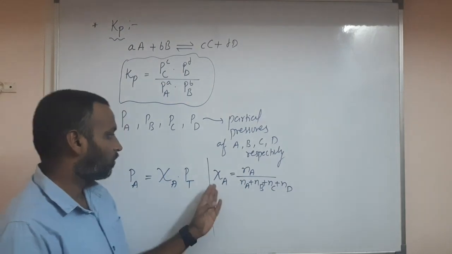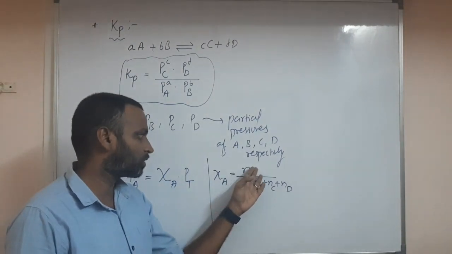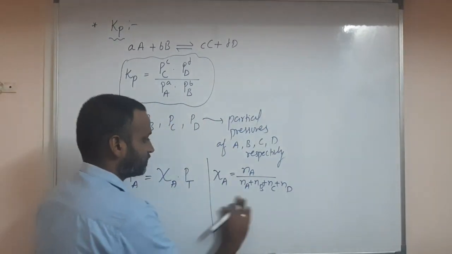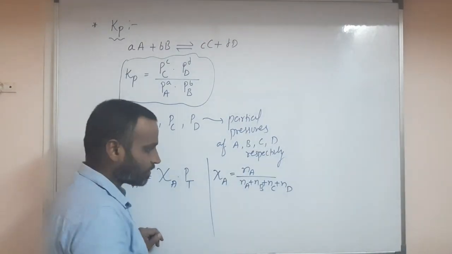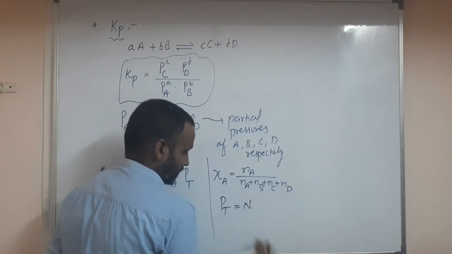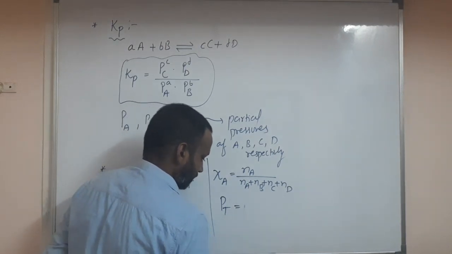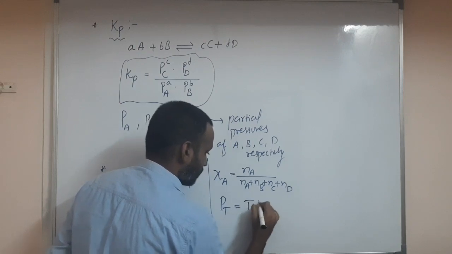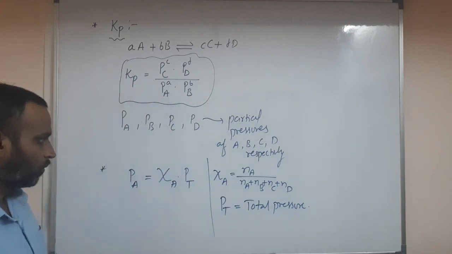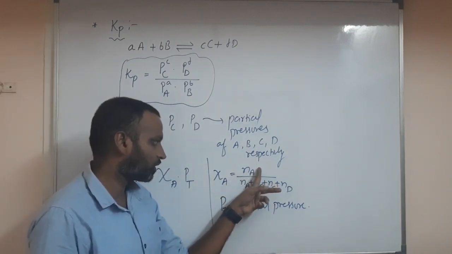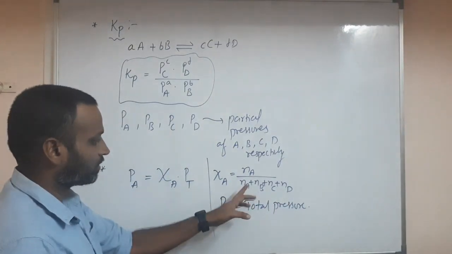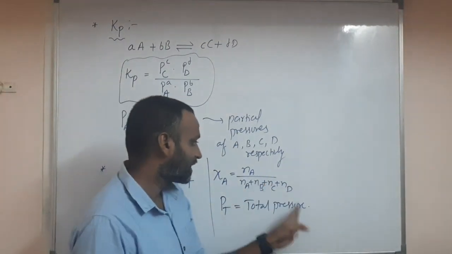This you know already. What is mole fraction? It is the ratio of number of moles of one component to the total number of moles of all components. So in concentration terms, you know all these things. Correct? So what is PT? PT is the total pressure, P total. What is X_A? It is the number of moles of one component to the total number of moles of all components. Got it?